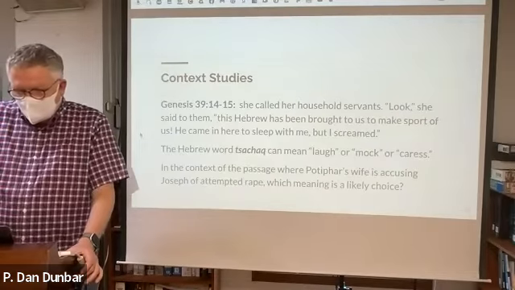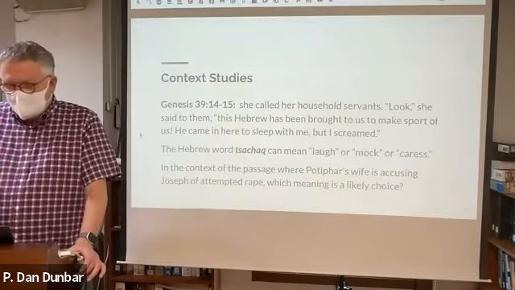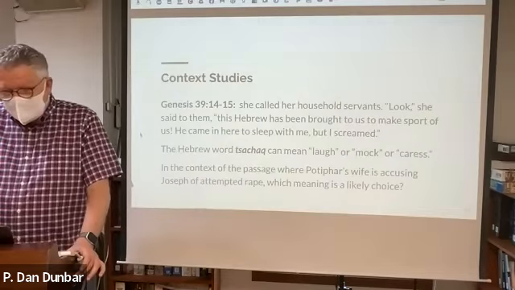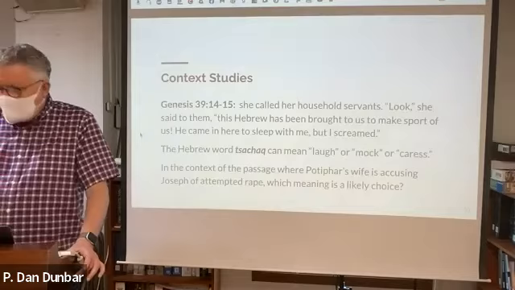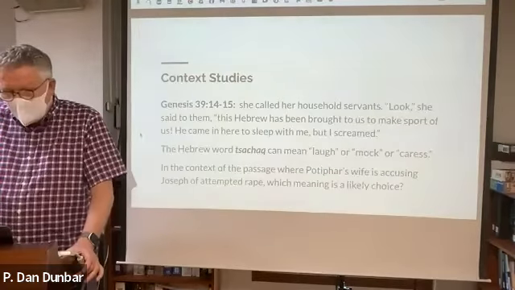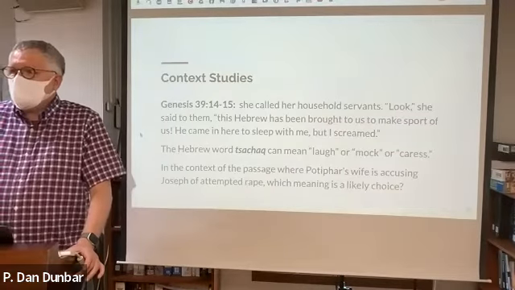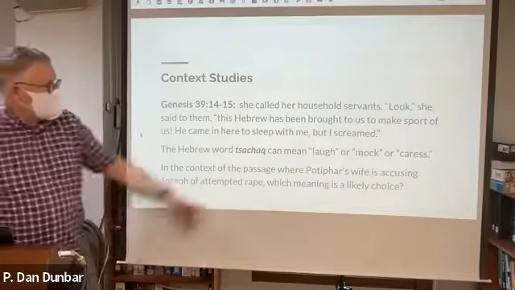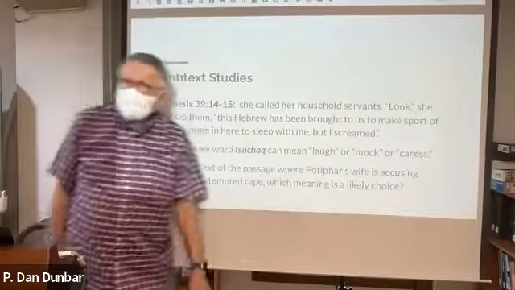So there's that word again. We saw it before, sachach. It can mean laugh. It can mean mock. It can also mean caress. So in the context of this passage, where Potiphar's wife is accusing Joseph of attempting rape, which meaning is the likely choice when she says, "He came here to make sport of us"? Does that mean he came here to laugh at us? He came here to mock us? Or he came here to caress us?